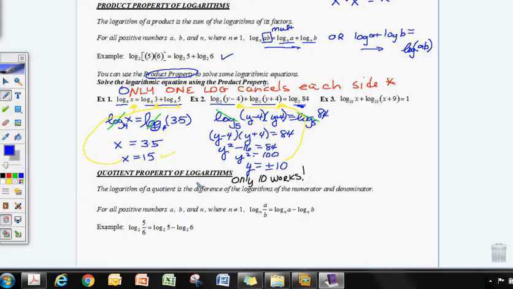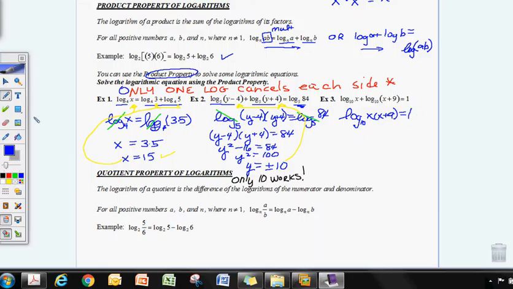On to the last example of this. Now, notice, I have a log here on the left. I have a log here on the left. I have no logs here. Regardless, let's condense this down to get this to be one log. So I'm left with log base 10 of x times x plus 9 is going to equal 1.